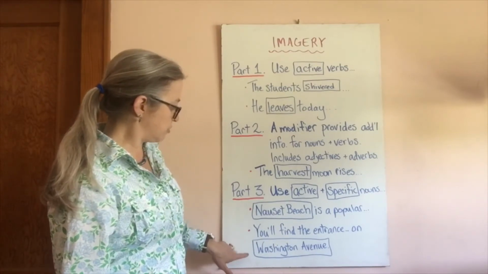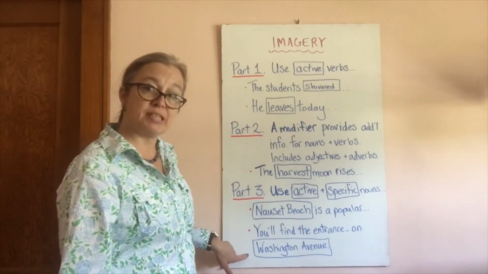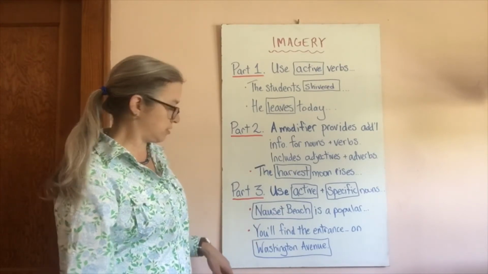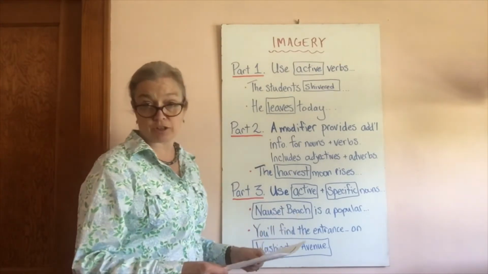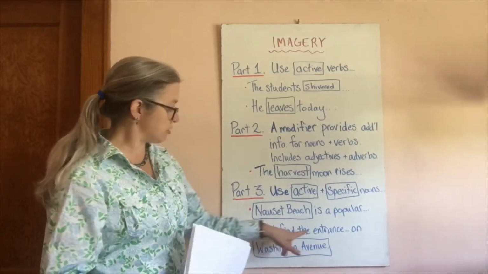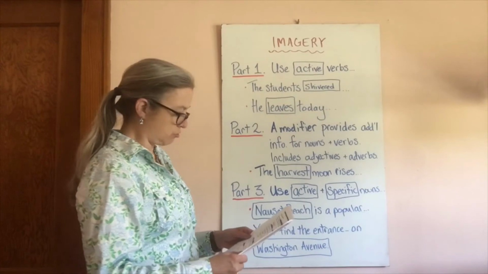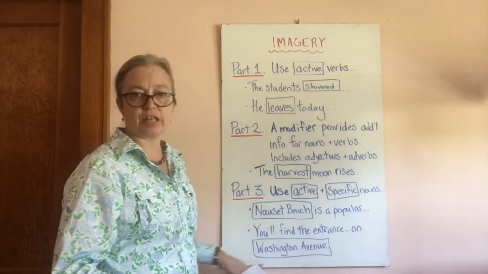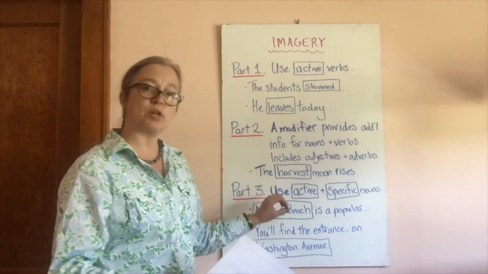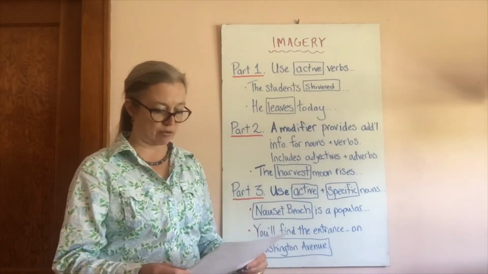And instead of just a street, how about a specific name for a street? You'll find the entrance to Foss Drugstore, which was a place that existed in my childhood. You'll find the entrance to Foss Drugstore on Washington Avenue. So instead of just street, we're trying to get more specific with some of the nouns.